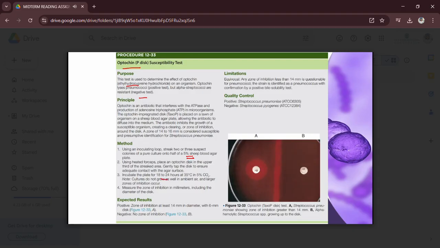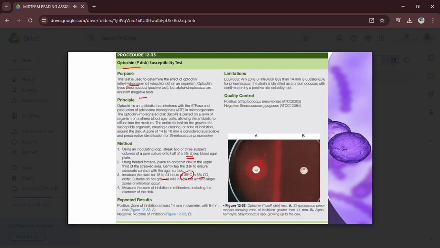Afterwards, you incubate it first. Wait for 18 to 24 hours. It should be at 35 degrees Celsius and dapat po with 5% carbon dioxide. Take note that cultures do not grow as well in ambient air and they have larger zones of inhibition. Afterwards, after po natin mag-incubate and you see a zone of inhibition like this one, no, you have to measure in millimeters, including the diameter of your disc.